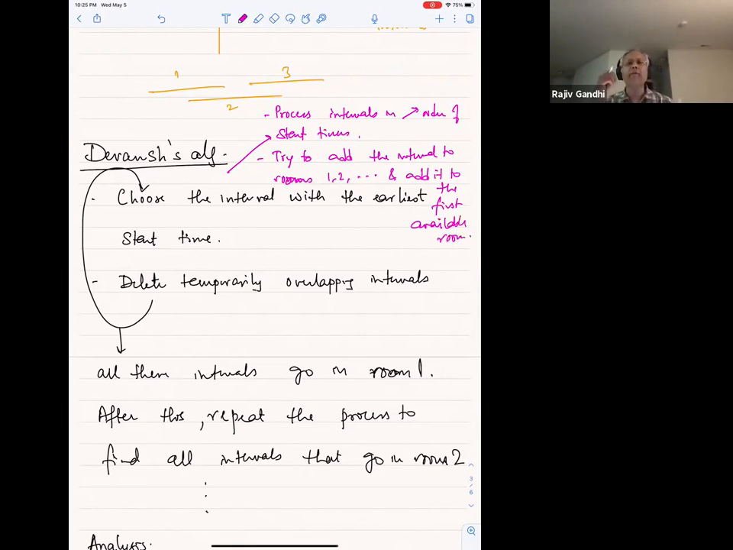Right? So we try to add this interval to room 1. We say, oh, somebody is overlapping with me. So we go to room 2. Oh, somebody is having a meeting. We go to room 3. Oh, nobody is having a meeting now. That is, I don't have anybody overlapping with me. So I add it to room 3. And if all the rooms that are used are booked, I open a new room. I unlock a new room and I start my meeting.